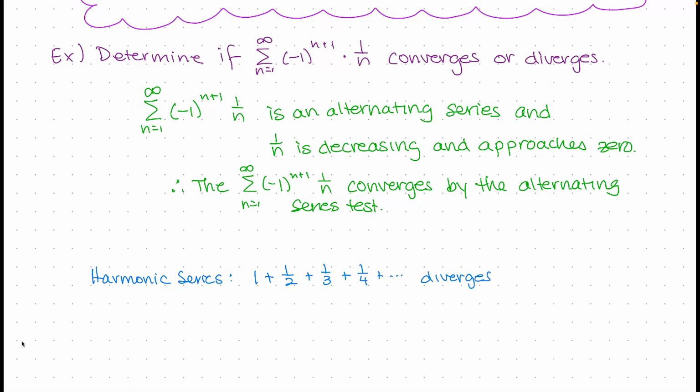But the alternating harmonic series is what we just were working with. If you were to expand out that series we just were working with, it would be 1 minus 1/2 plus 1/3 minus 1/4 plus and so on. And we just concluded that this guy converges.